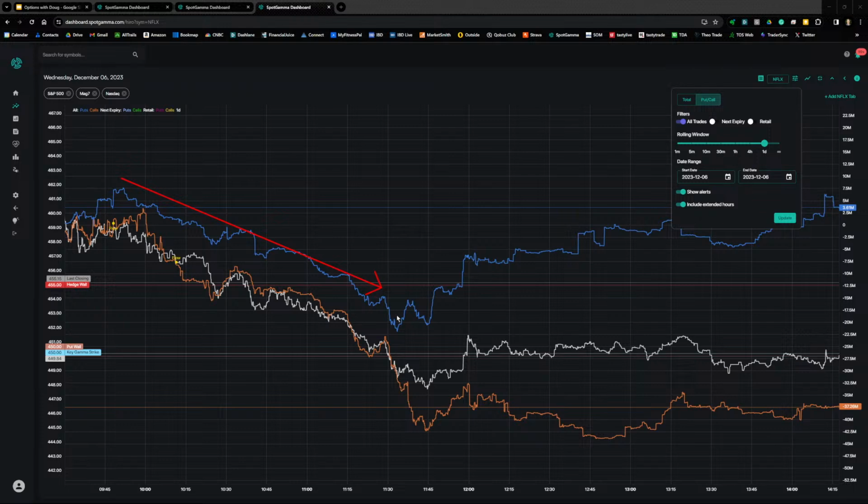Then about 11:30 they start selling puts, and note where they did that, at the put wall at 450. They stop buying puts, start selling puts, and then just maybe 15 minutes later, they take their foot off the gas, they stop selling calls.